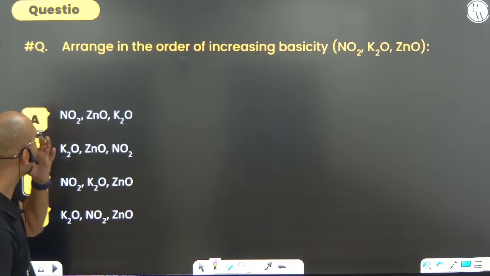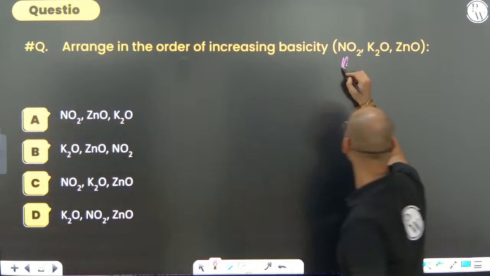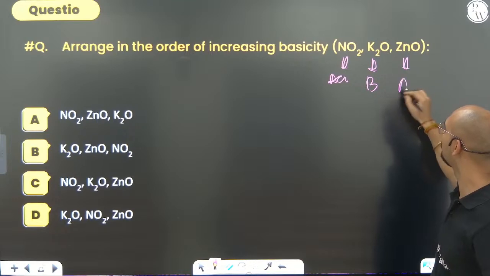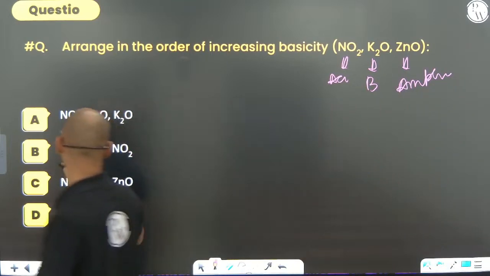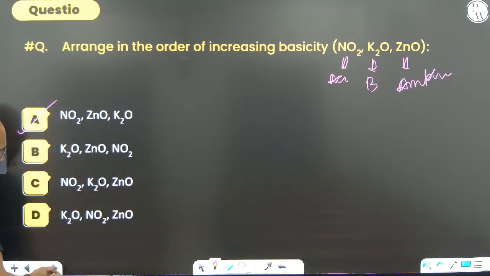Next, arrange in increasing basicity: NO2, K2O, zinc oxide. NO2 is acidic, K2O is basic, zinc oxide is amphoteric. Please remember all the amphoteric oxides, very important. So for increasing basicity, NO2 should be minimum and maximum should be K2O.